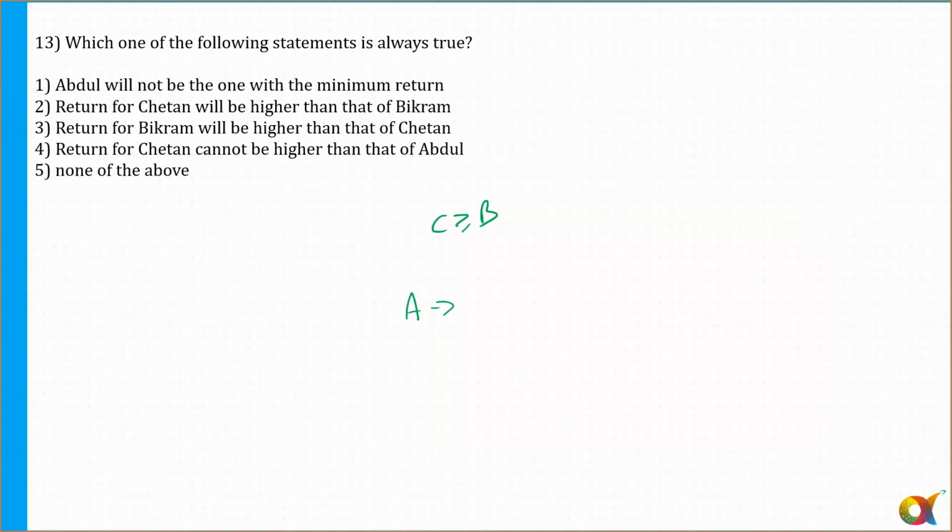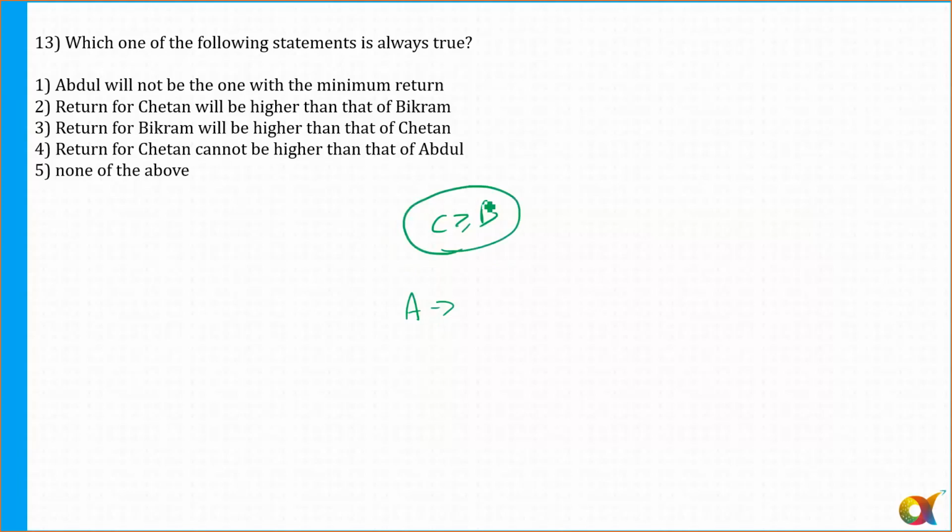Return for Chetan will be higher than that of Vikram. No, it can even be equal. If every day the share price is the same, A equal to B equal to C equal to D equal to E equal to F. So you can see the return can be equal also, because there is an equality sign. So return for Vikram will be higher, not necessarily true. Return for Chetan cannot be higher than that of Abdul. No, it can be higher.